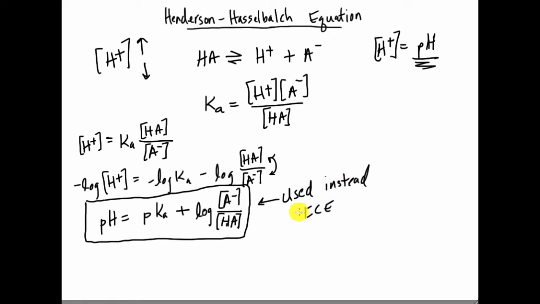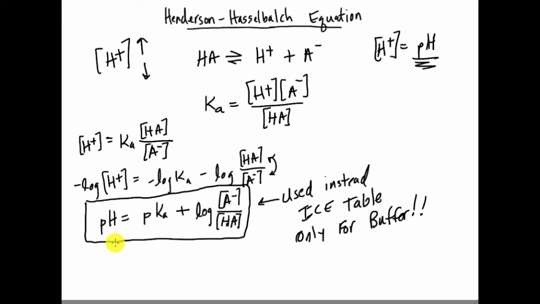Now this only works for buffers. So you have to have a buffer for this to work. Only for buffers. Why does this equation only work for buffers? Because you have to have the base and the acid together. You have to have the weak acid and the conjugate base.